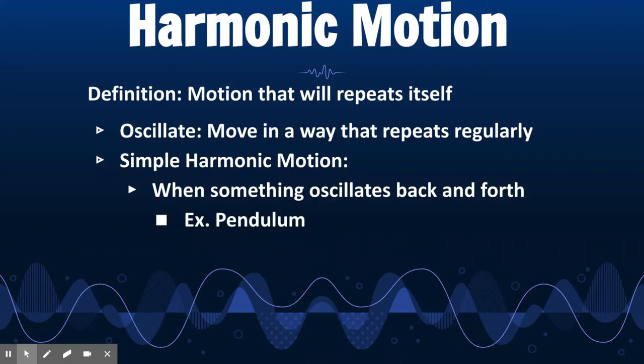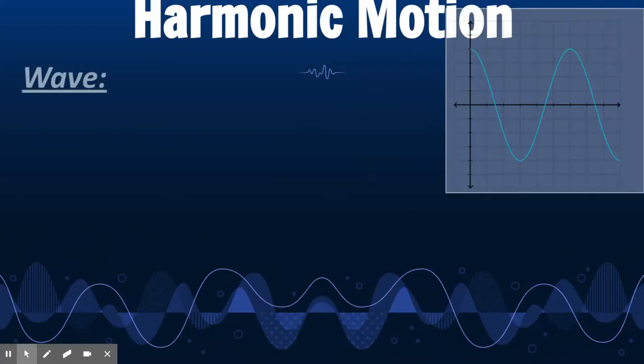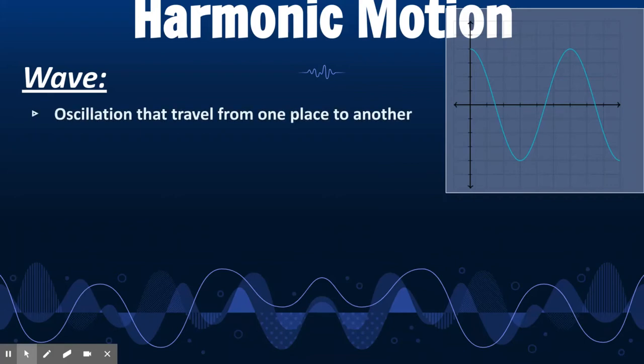A really good way to think about that is if you had a pendulum, like on a grandfather clock. A pendulum will move back and forth, without changing direction or its motion a whole lot. And when we talk about this, a lot of times we talk about cycles. The oscillation itself is a cycle, and one complete movement, one complete oscillation, is what we would call a cycle. When we look at harmonic motion, we're going to be talking about waves.